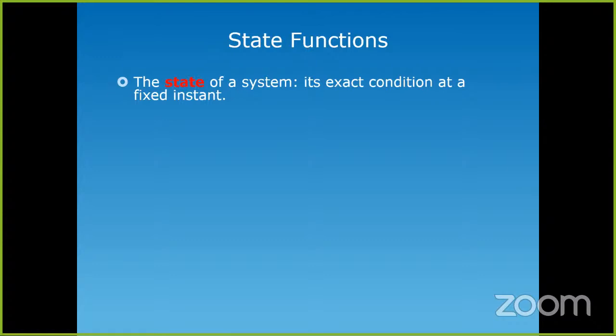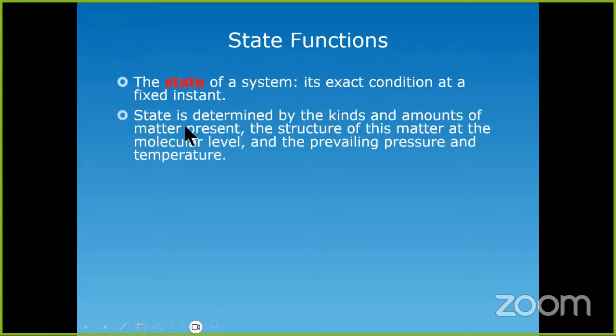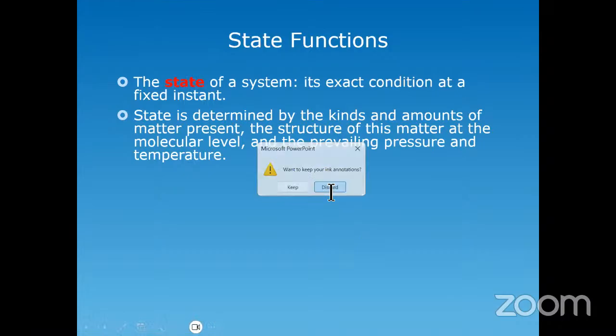Well, it turns out, strictly speaking, that the term state actually means something a bit more than just that, right? As stated here, the state of a system is the exact condition at a particular instant, all right? So as stated here, the state is determined by different things, the kinds and amounts of the matter present, the structure of this matter, the molecular level, and the prevailing temperature and pressure. So let me give you an example. And let me go back to my writing application here.